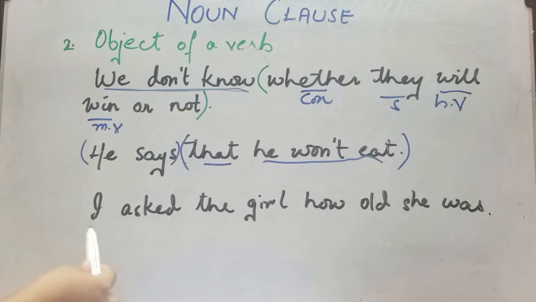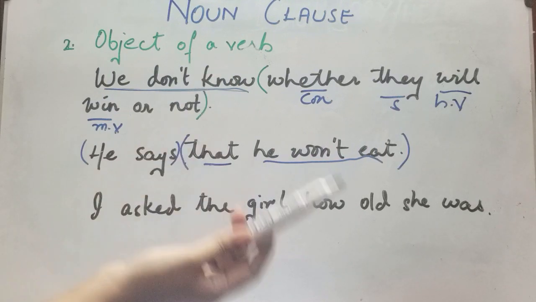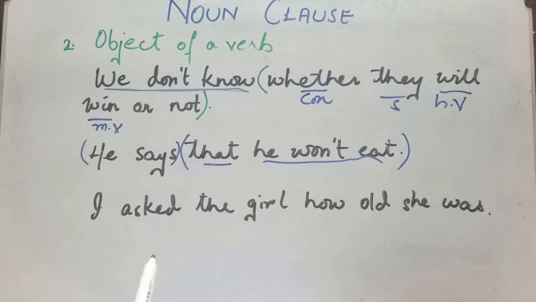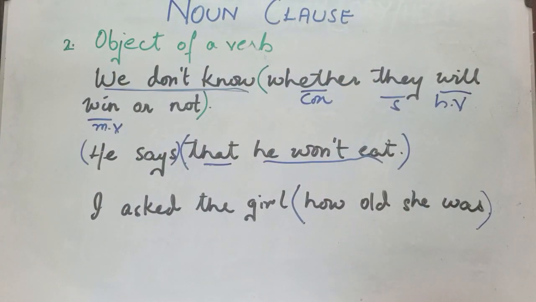The next example, I asked the girl how old she was. I asked the girl what? What did I ask? I asked her how old she was. Okay, so this is your noun clause. I hope this is clear. The two parts of noun clauses are clear to you. Let's move on to the next one.